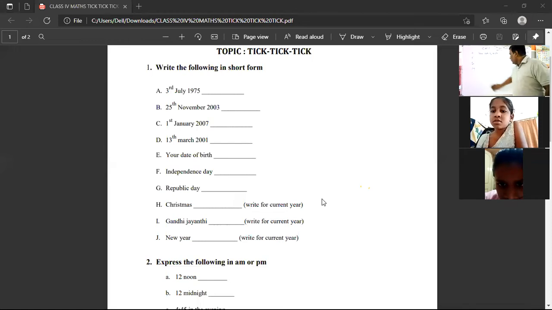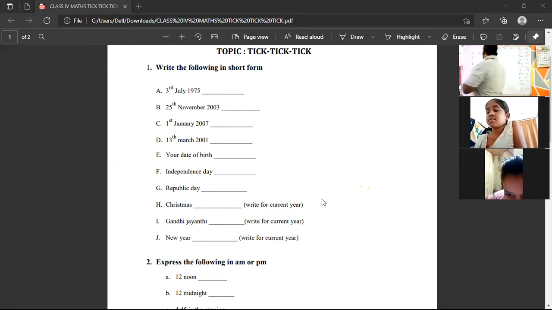Okay. Here is your date of birth. Whatever your date of birth, write that in a particular order.